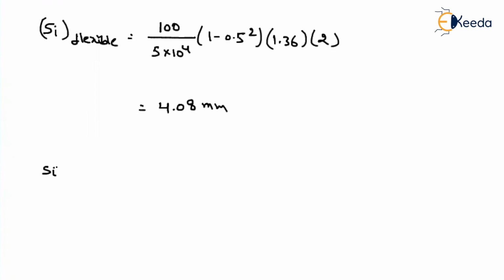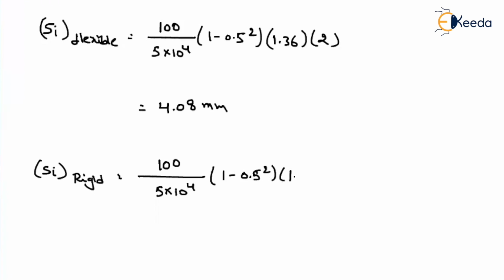Similarly, find out the immediate settlement for the rigid footing. Again, substitute in the same formula: net pressure Qn, E value 5 into 10 to the power of 4, mu value 0.5 square, influence factor 1.09, and width 2. You get it as 3.27 mm.